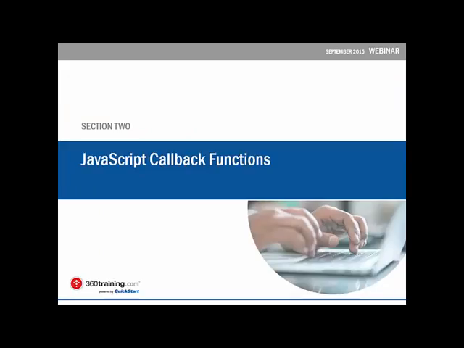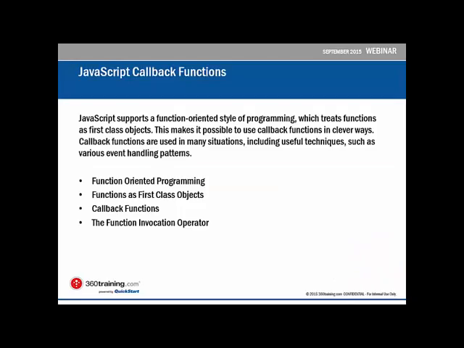Section 2, JavaScript Callback Functions. JavaScript supports a function-oriented style of programming which treats functions as first-class objects. This makes it possible to use callback functions in clever ways. Callback functions are used in many situations, including useful techniques such as various event handling patterns. We'll talk about function-oriented programming, functions as first-class objects, callback functions, and the function invocation operator.